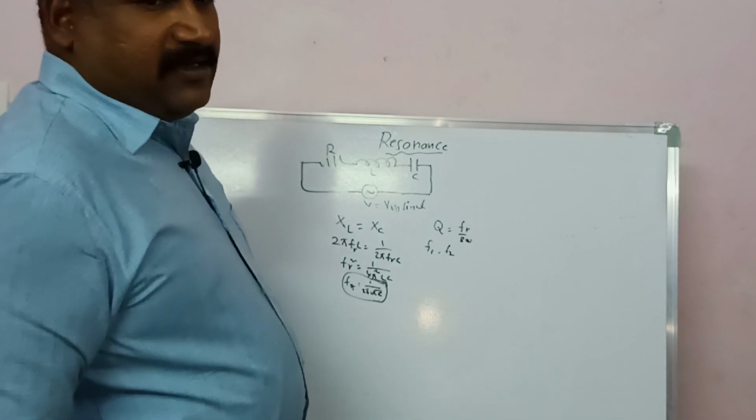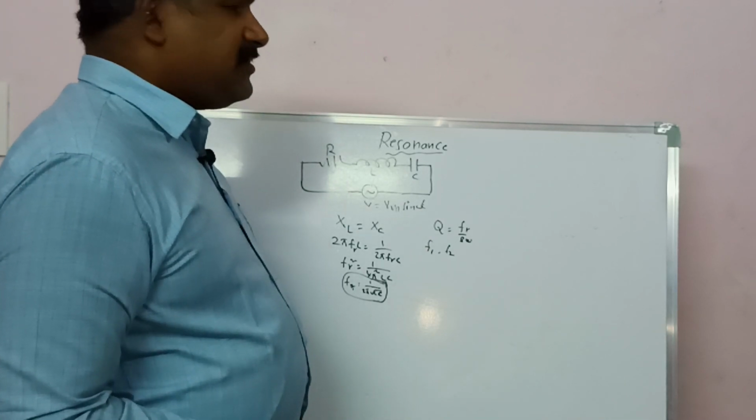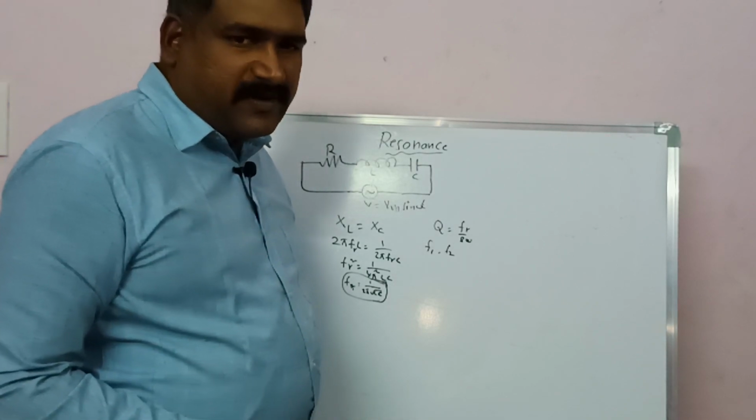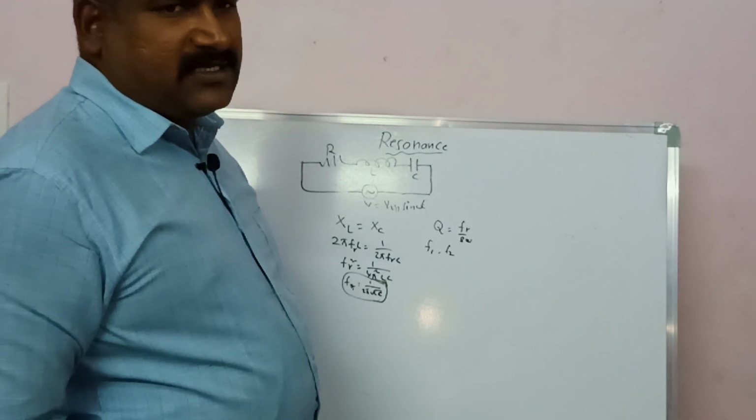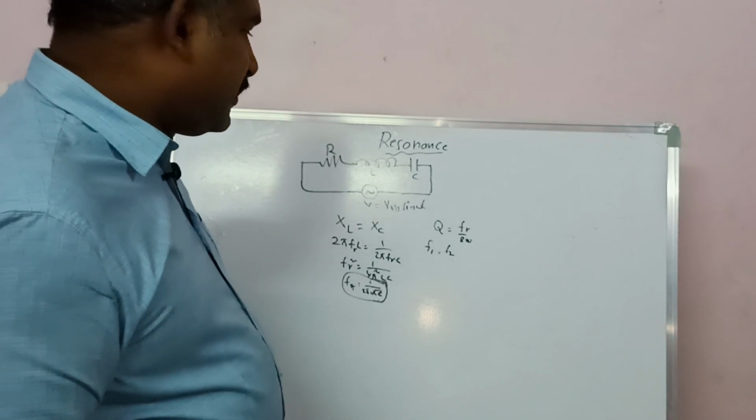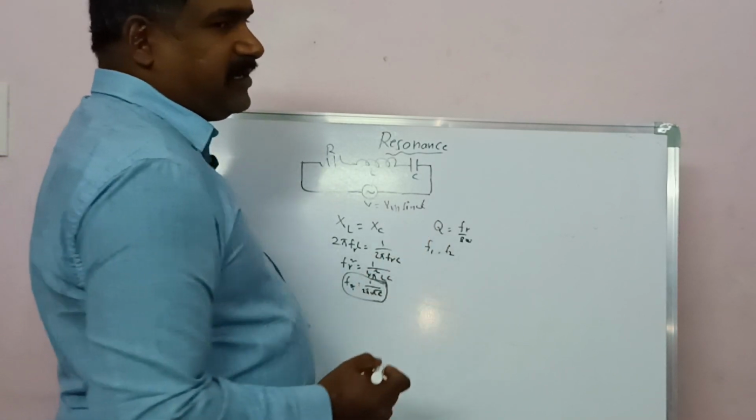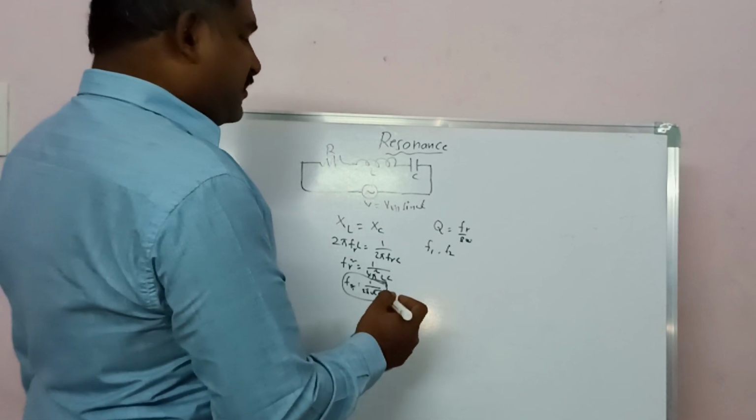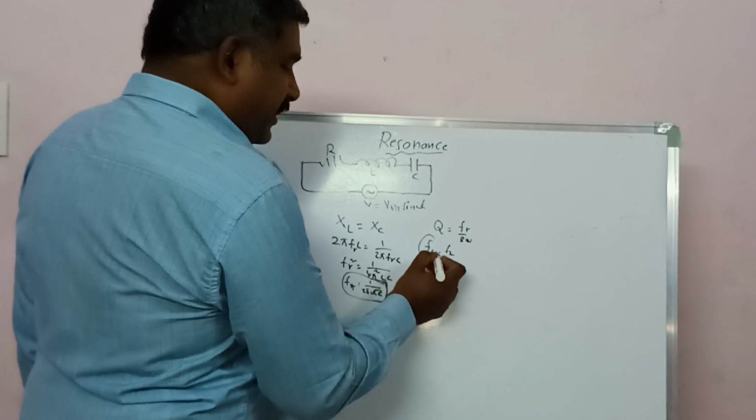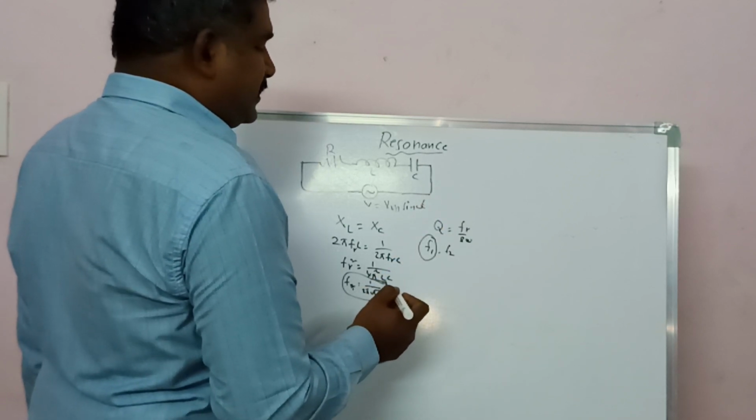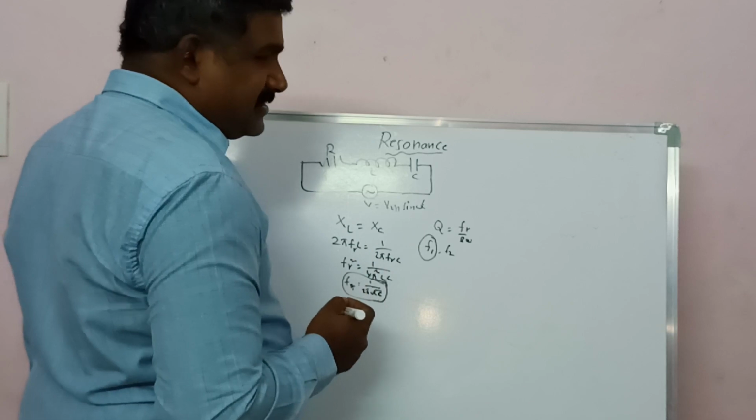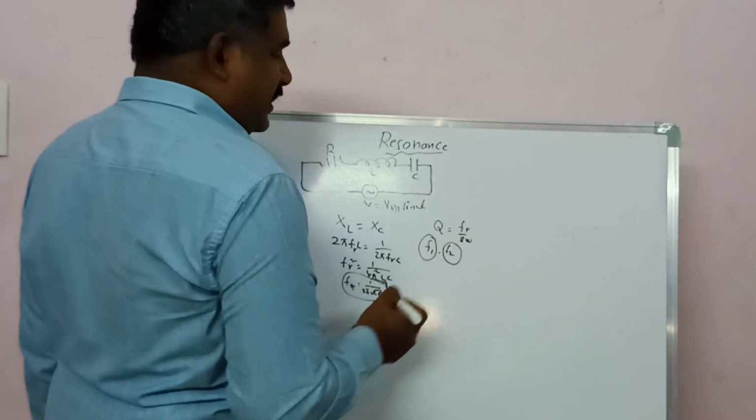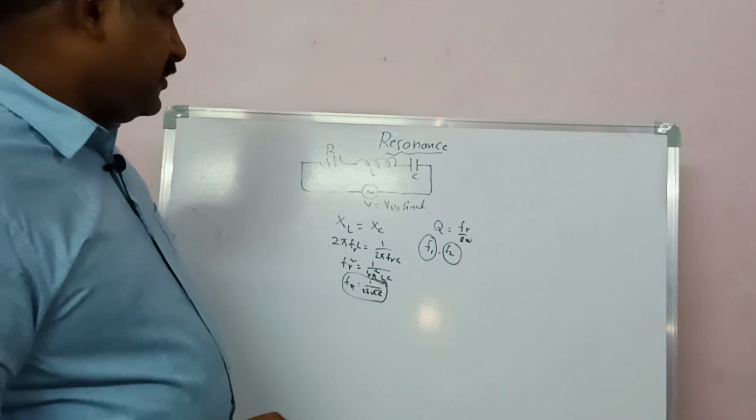As I said earlier, the first thing is that the circuit operates either at lagging power factor, or at leading power factor, or at unity power factor. That depends upon the value of the frequency. So F1 is the frequency at which the voltage across the capacitance is maximum, and F2 is the frequency at which the voltage across the inductance is maximum.